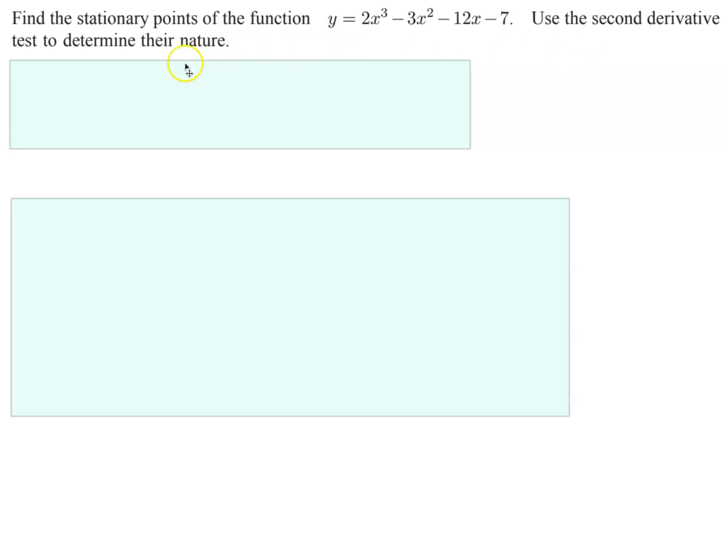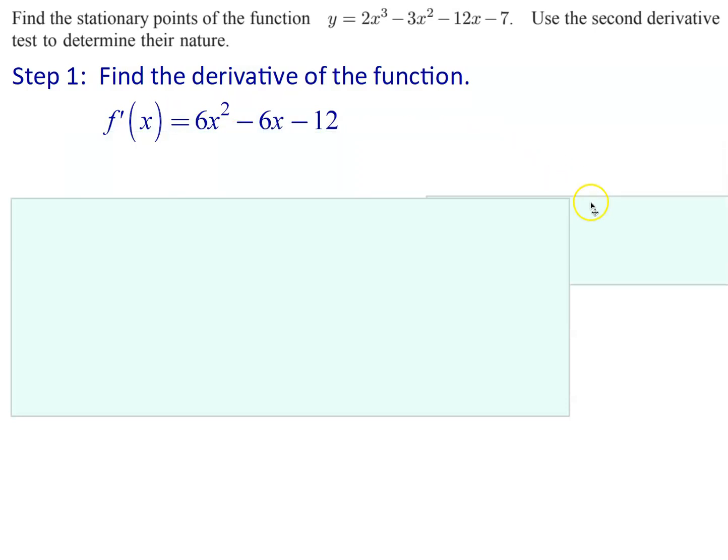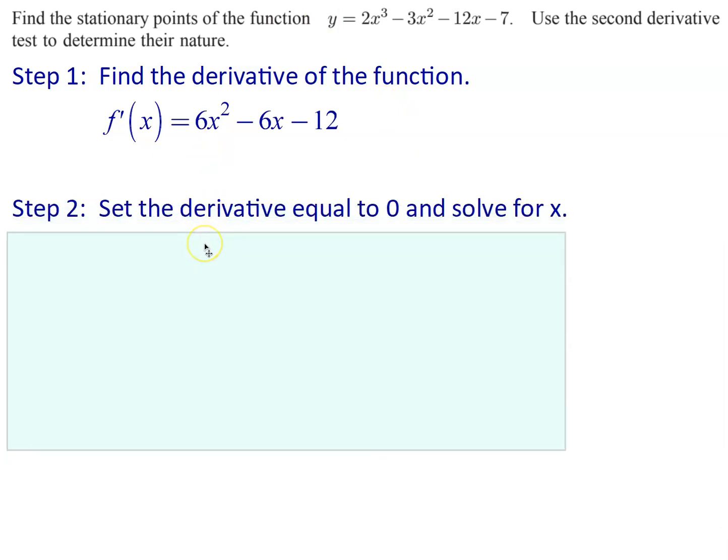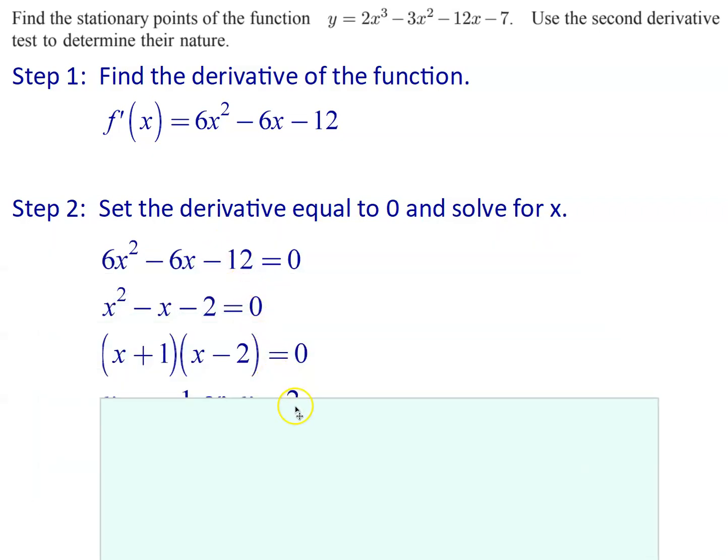Okay, let's go through the solution to this one. So step number one, find the derivative of the function. So that's what you come up with. Double check that you got that correct. Step number two, set it equal to 0, solve for x. So there's set equal to 0.